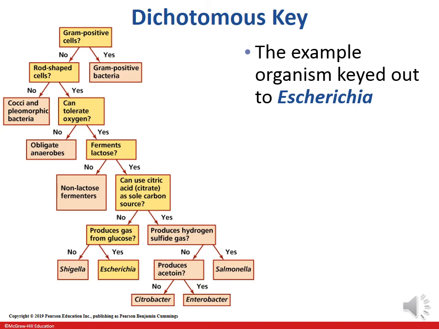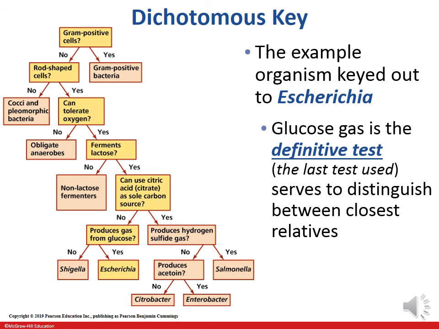Now, very oftentimes you're also going to be asked for the definitive test. The definitive test is always the very last one used because it's the thing that distinguishes that organism from its closest relative. In this case, the closest relative is Shigella. So the definitive test would be the glucose gas test. And what do we mean by distinguishes it from its closest relative? Well, if you back up through the map, if the answer were Shigella, every answer along the way would be exactly the same as Escherichia until you got to the gas glucose, or glucose gas question.